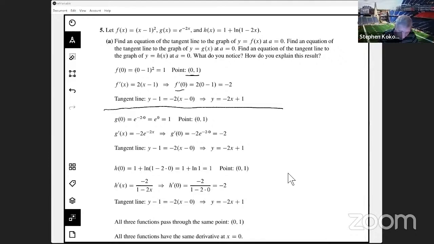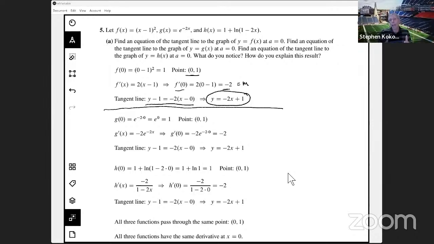If I do that, I get a derivative of minus 2. So that's my slope of the tangent line. Here's my point slope formula. And I'm going to rewrite that just a little bit as y equals minus 2x plus 1. There's the equation of the tangent line to the graph of f at the point 0, 1.